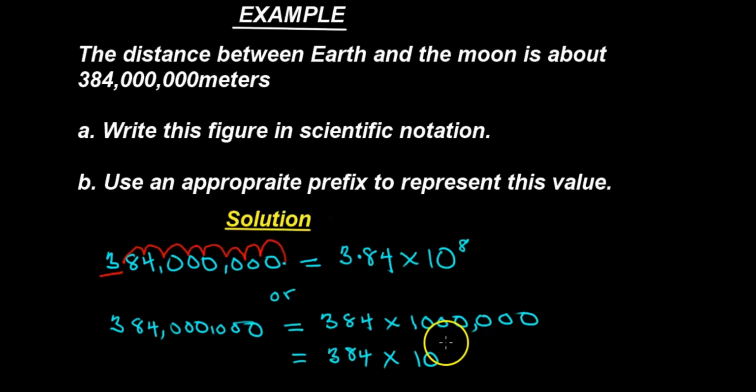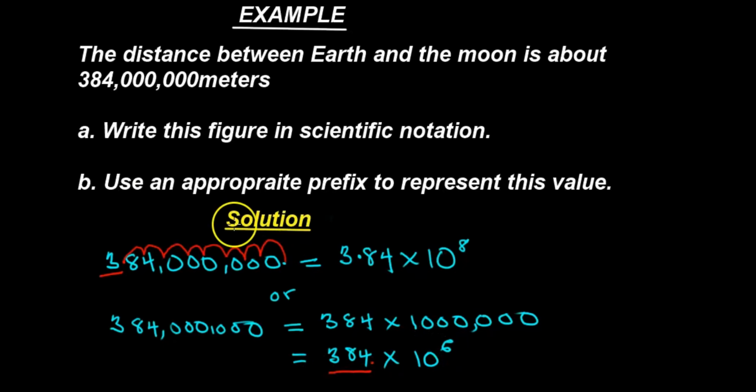How many zeros do we have? 6. But is this scientific notation? No, this is not scientific notation because 384 is greater than 9. We want this value to be from 1 to 9. We can't have a value that is greater than 9. So what do we do? We now convert this small one into our scientific notation.